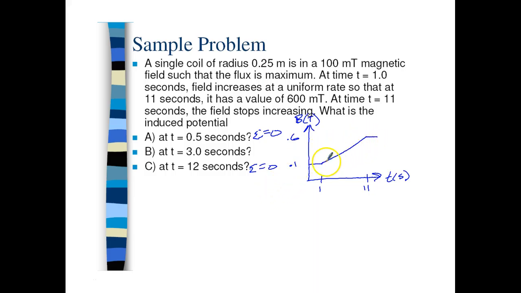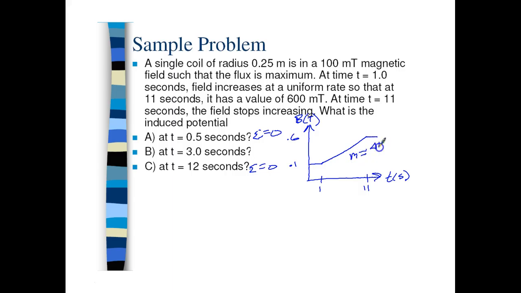The next thing we need to do here is find out what the change is so that we can find out at 3 seconds what's going on. So 3 seconds would be here. Anytime in between 1 and 11, not including those two, you will have the same rate, or the same change in magnetic field. So let's go ahead and do the m value here for slope.